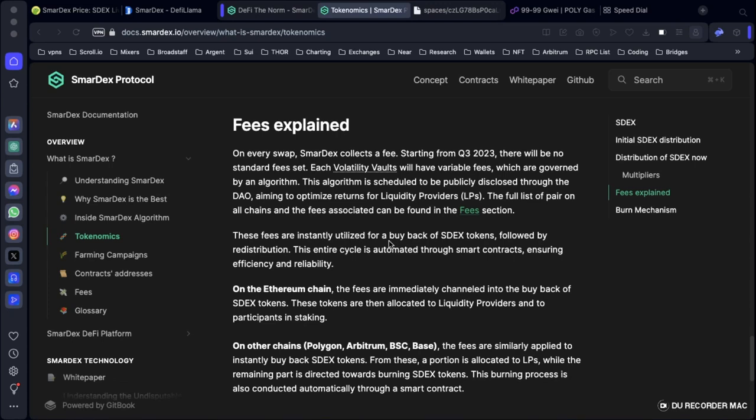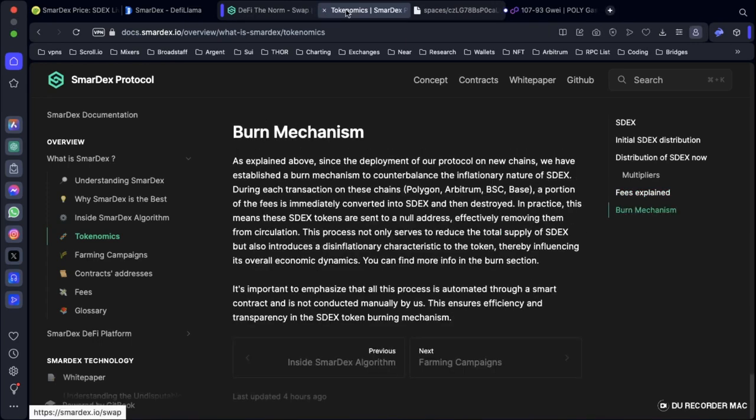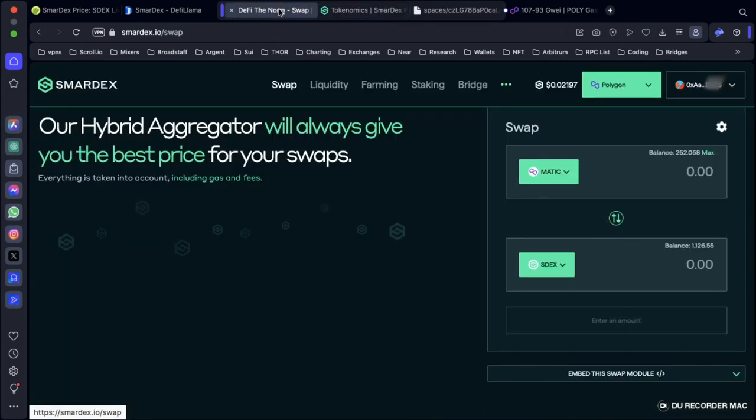So from reading through their documentation, it seems that decentralization is pretty important to the SmarDEX developers. I think that was a good general overview of what the SmarDEX protocol is and how it works. Now we'll get into how you can actually use the protocol.